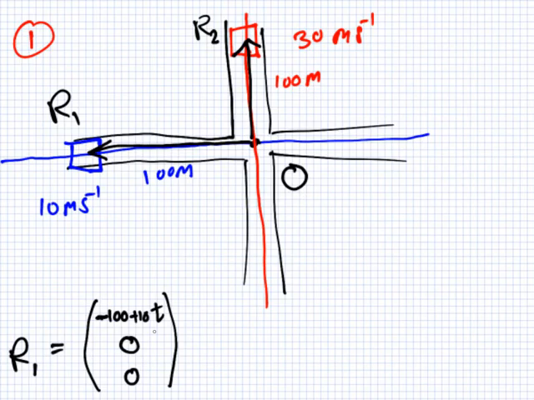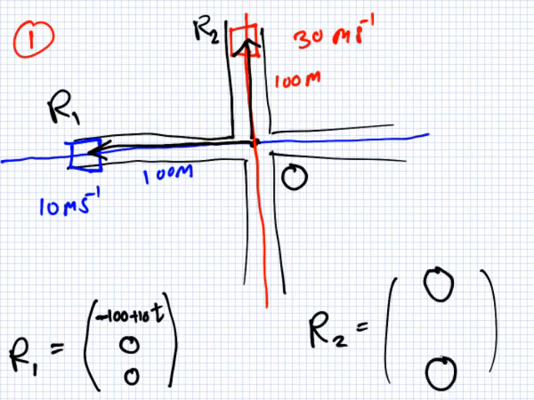Minus 100, 0, 0. Is the car at minus 100 at the beginning? Yeah. 1 second later, where's the car? Minus 90, because it moved 10 meters in 1 second. So if I put t as 1, do I get minus 90? Yeah, so this makes sense for R1, yes? Now, what about for R2?